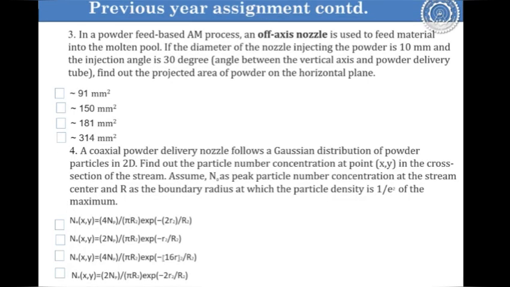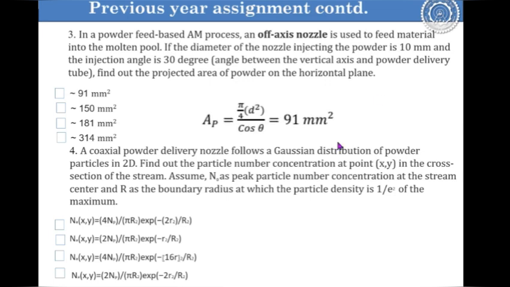In a powder feed AM, the off-axis nozzle is used to feed material into the molten pool. If the diameter of the nozzle ejecting the powder is 10 mm and the ejection angle is 30 degrees, the angle between the vertical axis and the powder delivery. So find out the projected area.